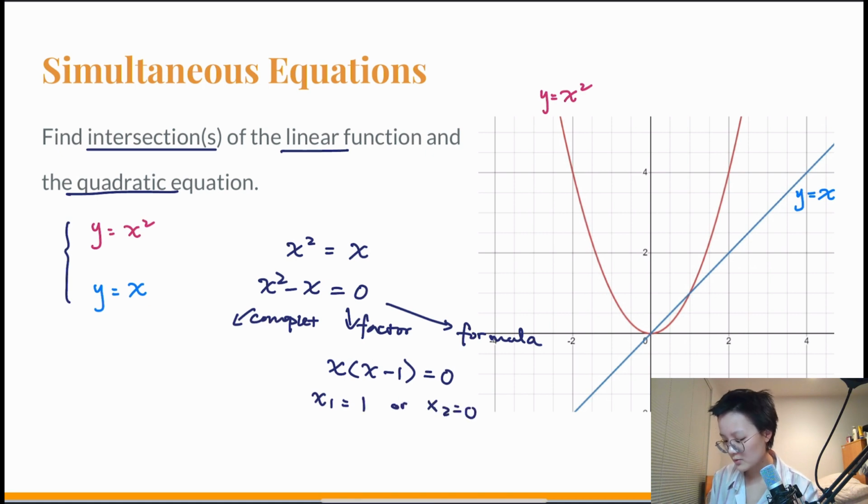So then we want to substitute the x value back to get the y value. So for the two intersections, if x equals 1, y also equals 1, and if x equals 0, y also equals 0. So we have found these two intersections here.